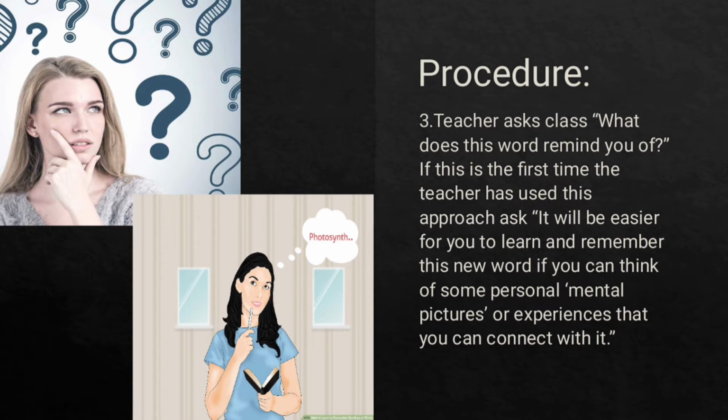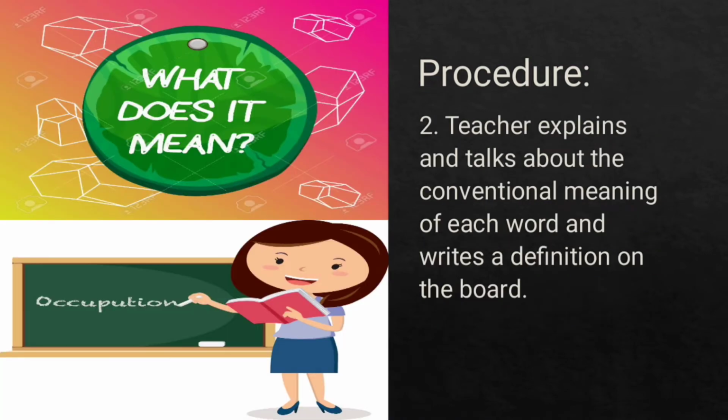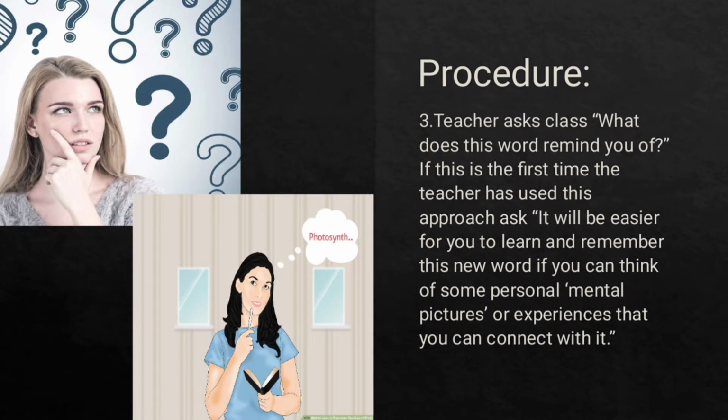So if the teacher already selected a word, let's say it's occupation, the teacher will ask the students, when it comes to occupation, what is the picture that comes to the mind of the students? Because by that way, students can easily remember that particular unfamiliar word, if they have something that they can use to remember that word.